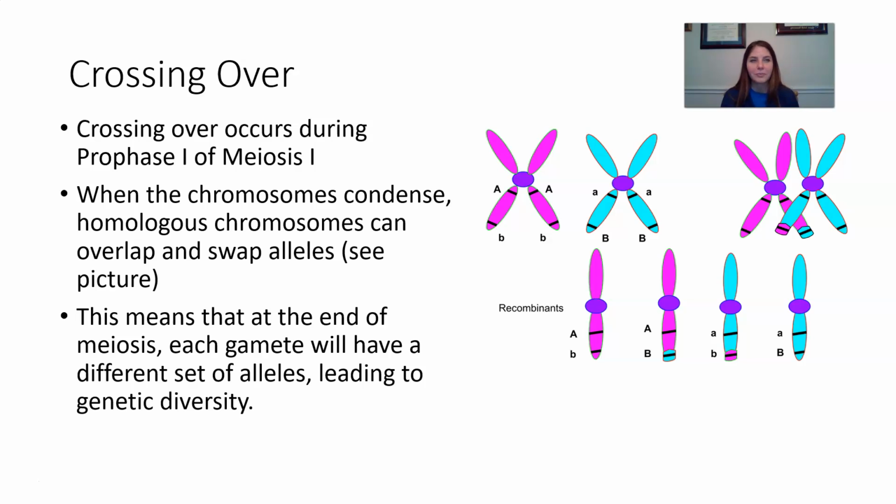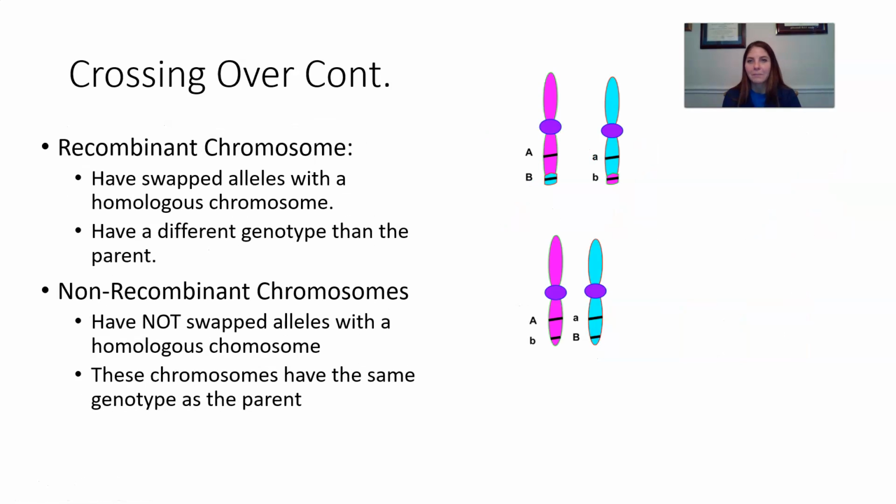So now we're going to talk a little bit about how that genetic diversity occurs. So crossing over occurs during prophase 1 and meiosis 1. So this is when chromosomes condense, and again, when they condense, all the DNA is getting super tightly wound around those histone proteins and forming the structure of a chromosome. So this means that at the end of meiosis, each gamete will have a different set of alleles, leading to genetic diversity. So if you look here, this is an example of crossing over. You see that the crossover is occurring right here, and that's going to lead to genetic diversity.